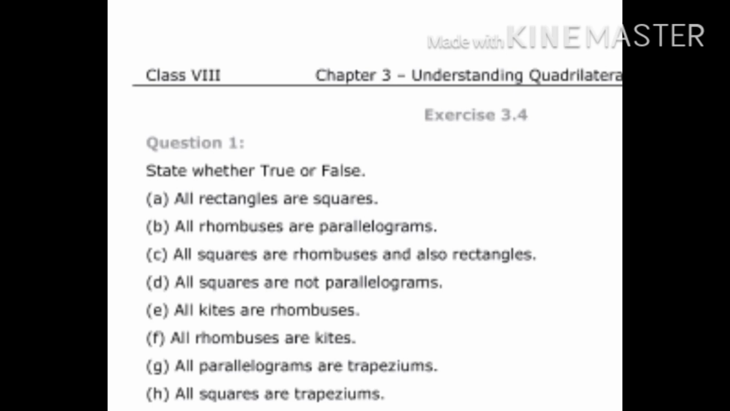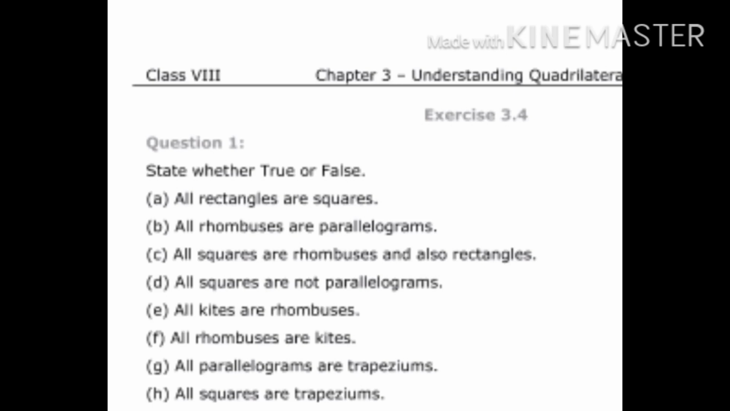Now number D was all squares are not parallelogram. Now it is false because all squares are parallelogram as opposite sides are equal and parallel. Now number E was all kites are rhombuses. It is false because a kite does not have all sides of the same length. Number F was all rhombuses are kites. Now it is true as all rhombuses also have two distinct consecutive pairs of equal length.